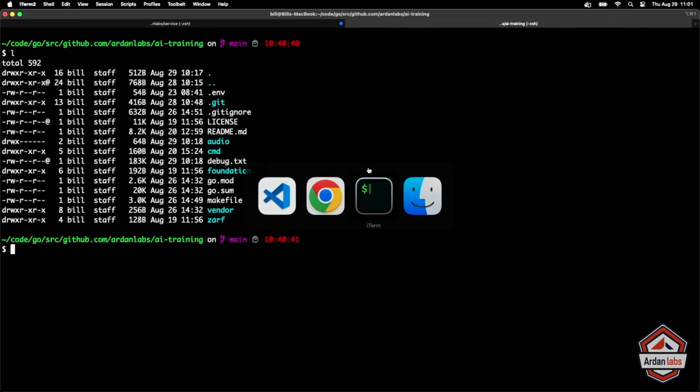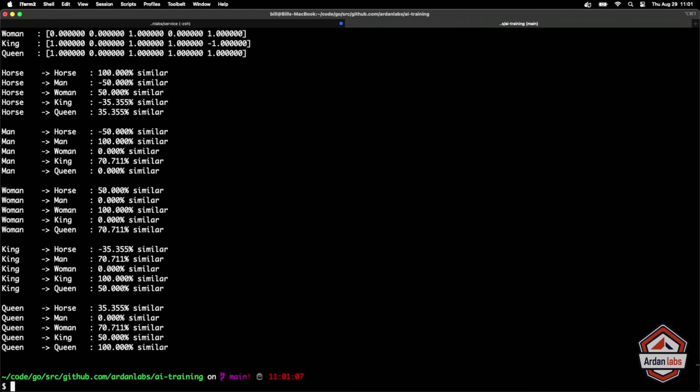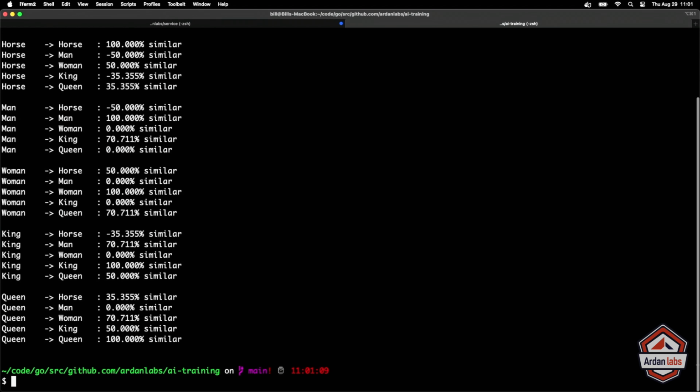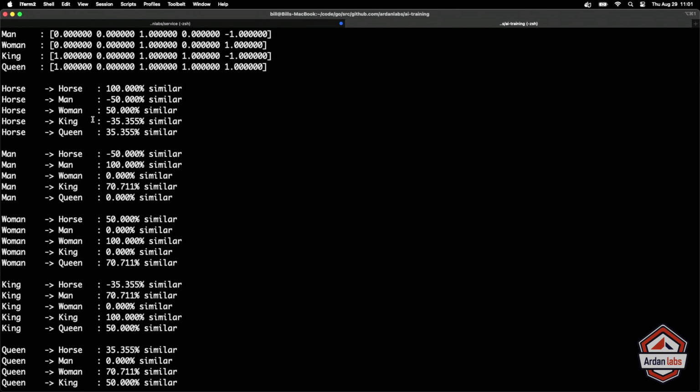So that's example 1. So I'm going to come in here and do make, and you can run this at home too, example 1. And I'll make this a little bigger. So if you notice again, now I've displayed our data points for the horse, man, woman, king, and queen. There they are. And then I run each one against all of them.